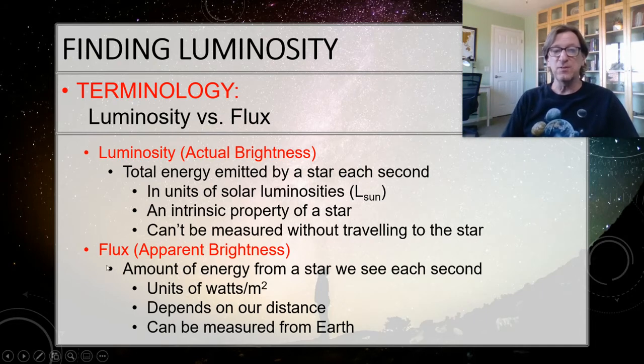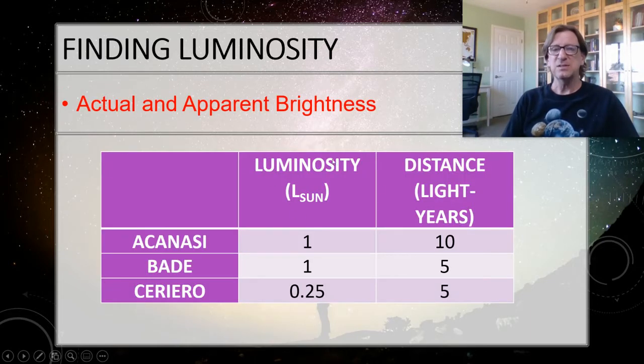So I can measure the flux, but that's not what I want. What I want is the luminosity. However, if I measured the flux and I also know the distance, then I can get the luminosity. So let's see how that works. Let's do some comparisons here. Let's say we've got 3 stars: these are not real stars; they're totally made up names that are conveniently called star A, B, and C, and so that's what we're going to call them.